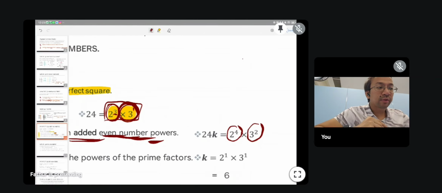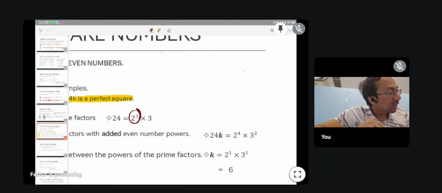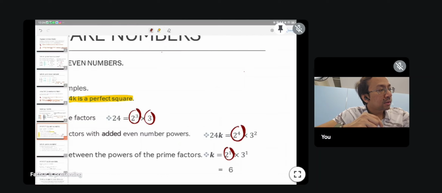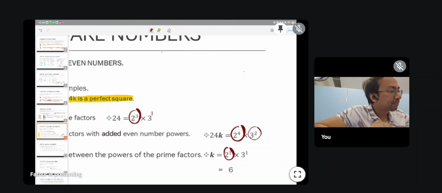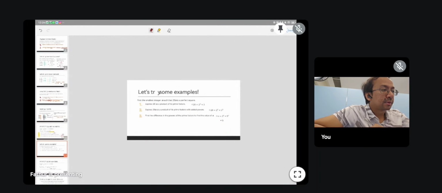So to find the value of k, remember the powers that you have already topped up, you find the difference in those powers. So you look at this 2 power 3 and this 2 power 4. What's the difference in the power? 1, right? This 3, no power, remember? No power means power of 1. This 3 power of 1 and this 3 power of 2. What's the difference in the power? 1. There you go. Then you can find out the value of k. Simple. Let's try another example.